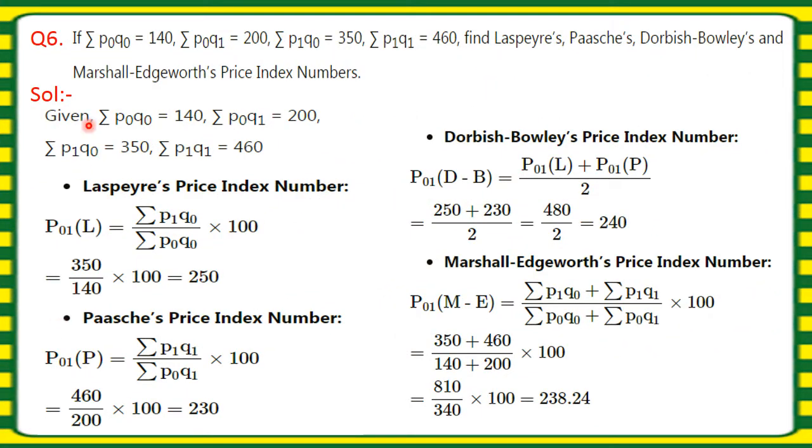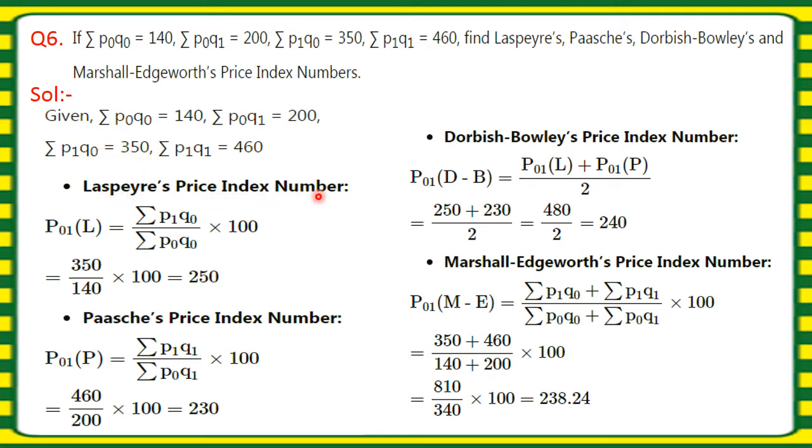Question number 6. If sigma P0 Q0 equal to 140, sigma P0 Q1 equal to 200, sigma P1 Q0 equal to 350, sigma P1 Q1 is equal to 460. Find Laspeyres, Paasche's, Dorbish-Bowley's and Marshall-Edgeworth price index numbers. So, the given quantities are written first. Then the first one, Laspeyres price index number.